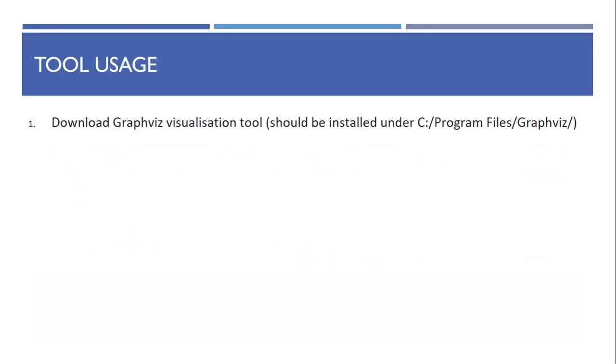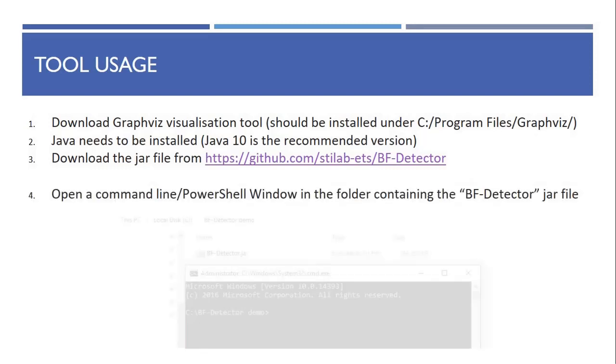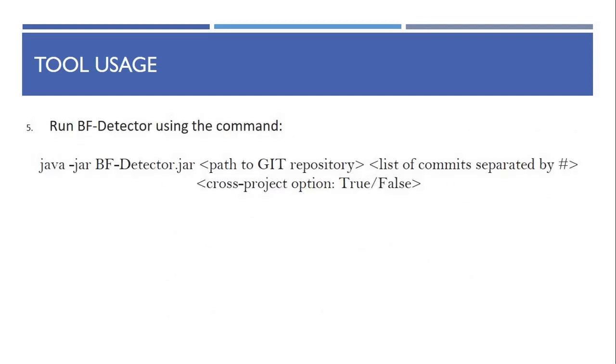To use BF-Detector, the first thing you need to do is to install Graphiz, a visualization tool. In addition, to run the tool, Java runtime is required. BF-Detector is available as a jar file that can be downloaded from the project's website. Use the command shell to run BF-Detector with the required arguments.